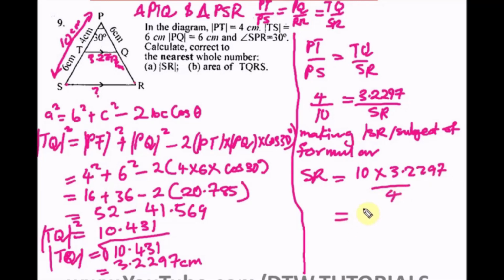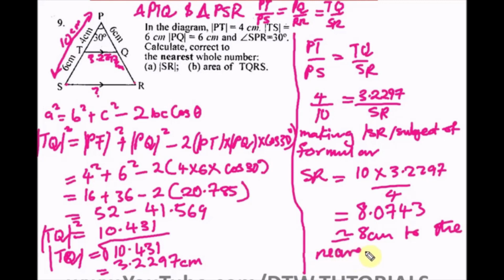And what will this give us? When you punch in your calculator, you're going to get what? 8.0743. Okay, and the question says calculate correct to the nearest whole number. So correct to the nearest whole number, we have 8 here. After the dot, we just have what? 0. And 0 we can't approximate since it is less than 5. So our final answer would just be 8 centimeter to the nearest whole number. All right, so this is our answer for 9A.